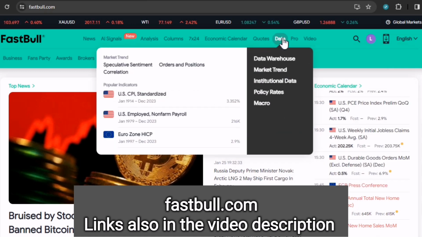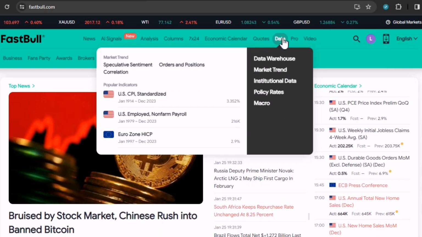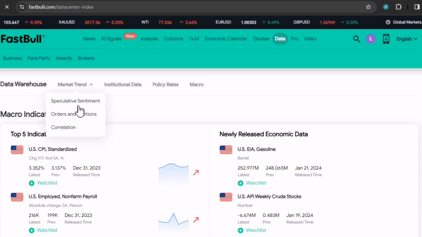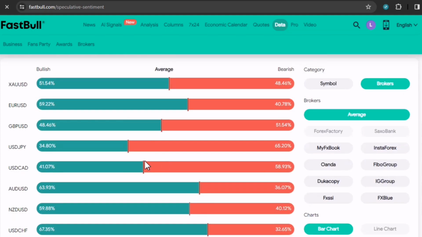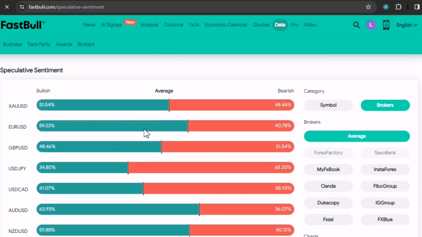Today I want to show you something on the data. On the data, if you go to the market trend, you have correlation down there. Remember the last time I showed you something on the speculative sentiment. Hope you remember that. Let me just remind those who are new in this channel. What you actually do right here, you look for trending pairs, because usually you find good entries on a trending pair.